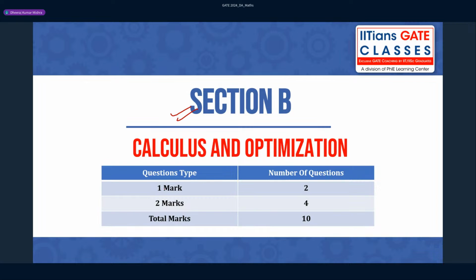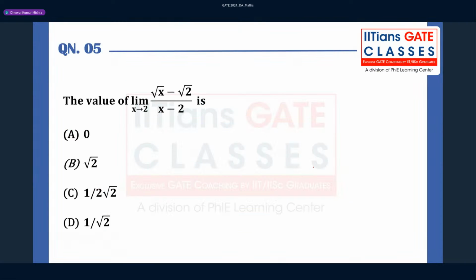In the sample paper, there are 2 questions of 1 mark and 4 questions of 2 marks, so total 10 marks you can expect from this topic. We are going to take the very first question from calculus and optimization. Today I will also discuss what is the meaning of optimization and which topic you have to focus on. So please join the session, and guys, you can also respond here. In fact, all the GATE aspirants can join and learn mathematics.